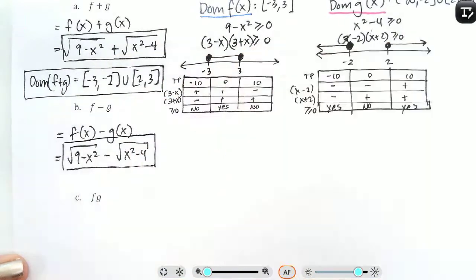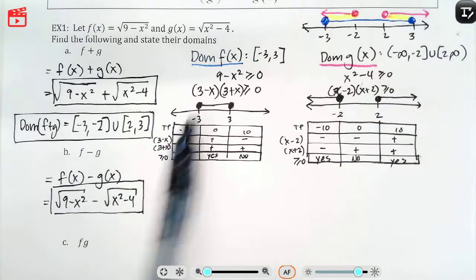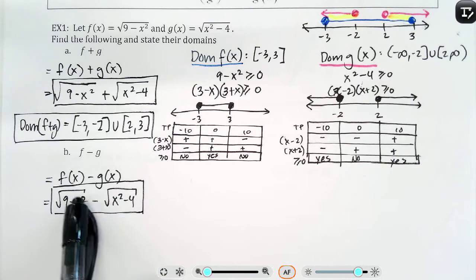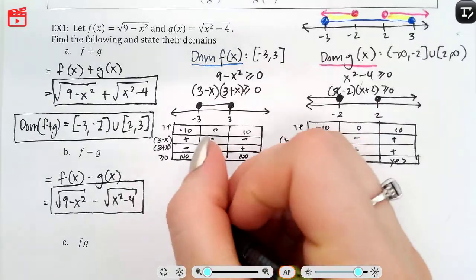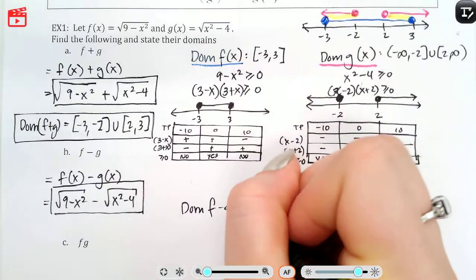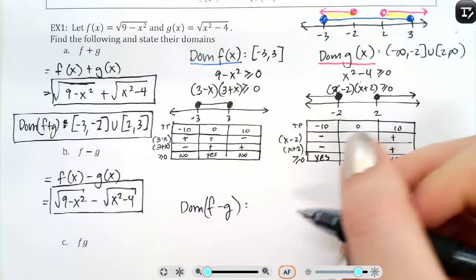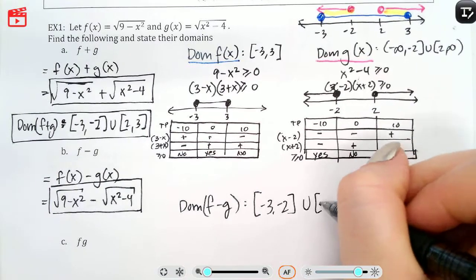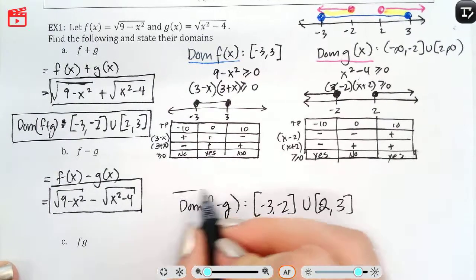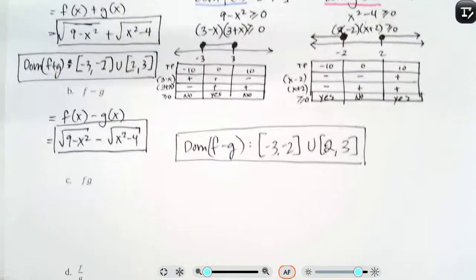And then we need to find the domain. I'm just going to go ahead and use the domain I had previously. Well, the same thing here. The only restrictions that I have are when this needs to be greater than or equal to 0, and this needs to be greater than or equal to 0. So it's actually going to be the exact same domain. Domain of F minus G is just going to be negative 3 to negative 2, union 2 to 3. Okay, getting a little messy here.